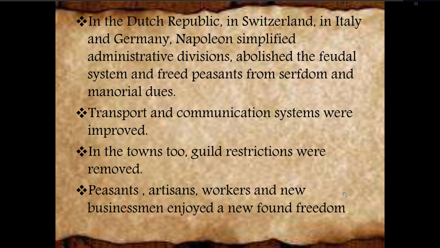In the towns too, guild restrictions were removed. Towns में भी guild restrictions को remove कर दिया गया. Peasants, artisans, workers, and new businessmen enjoyed a newfound freedom. All these communities, peasants, artisans, workers, and new businessmen, enjoyed their freedom.